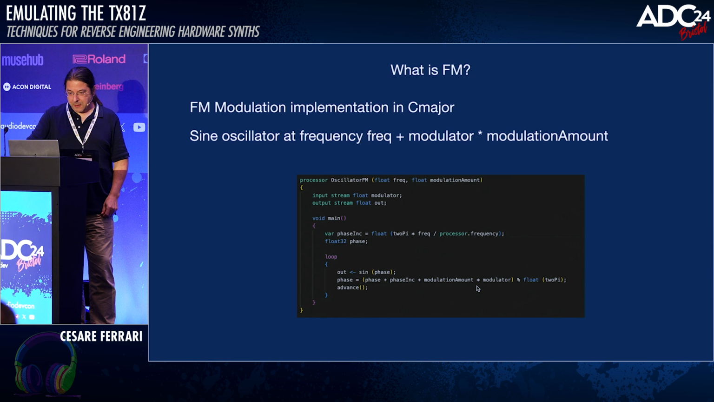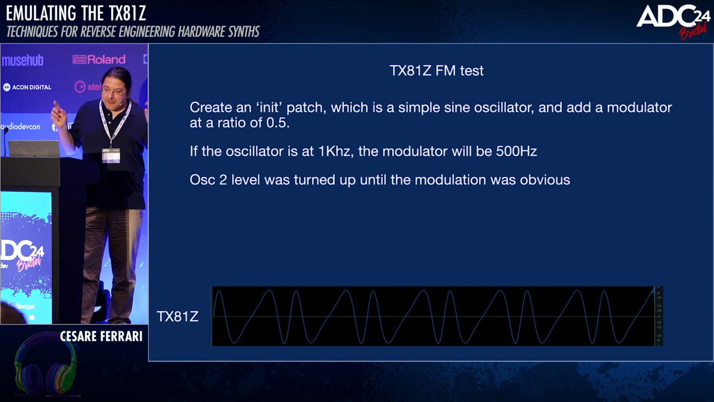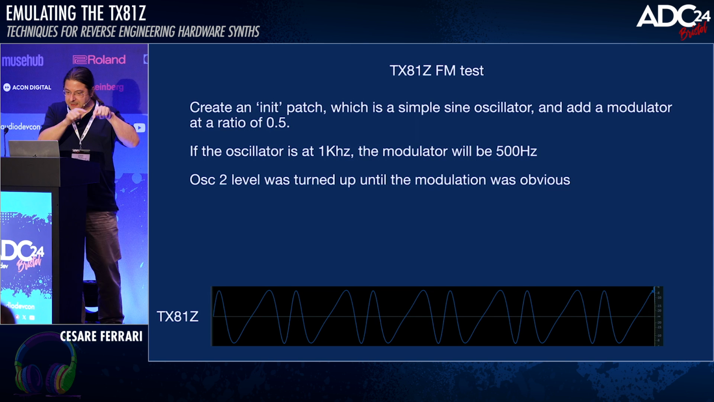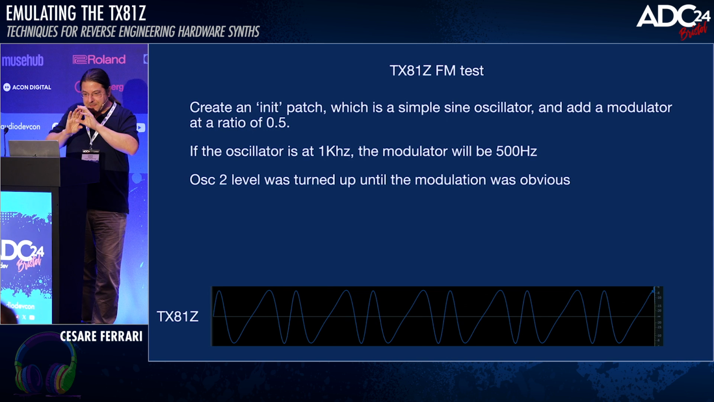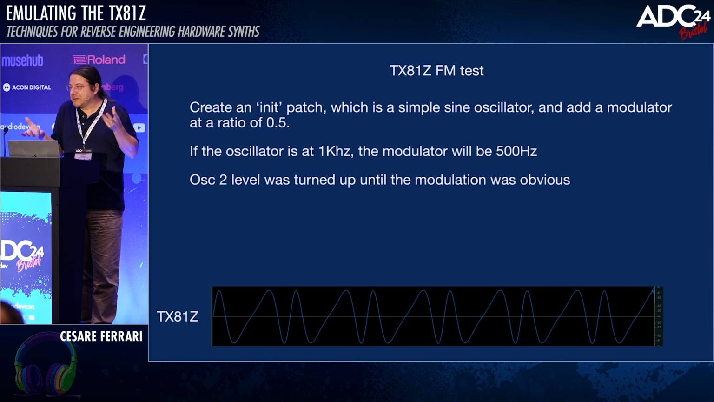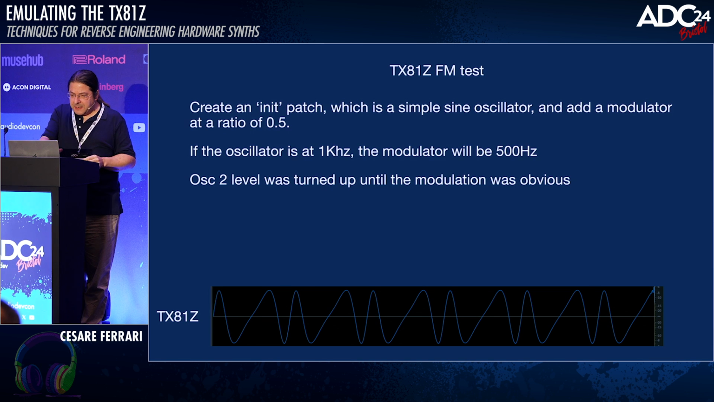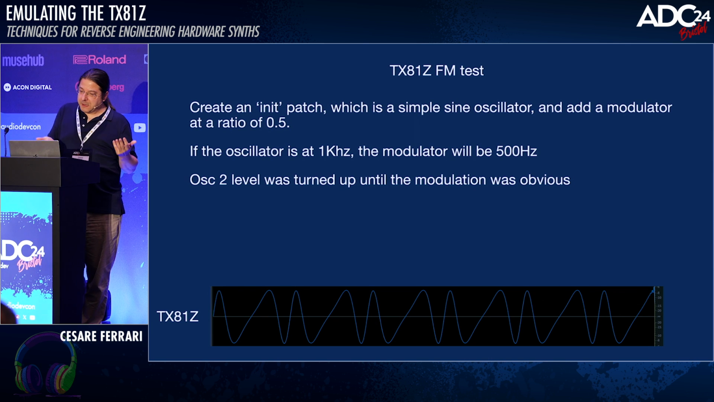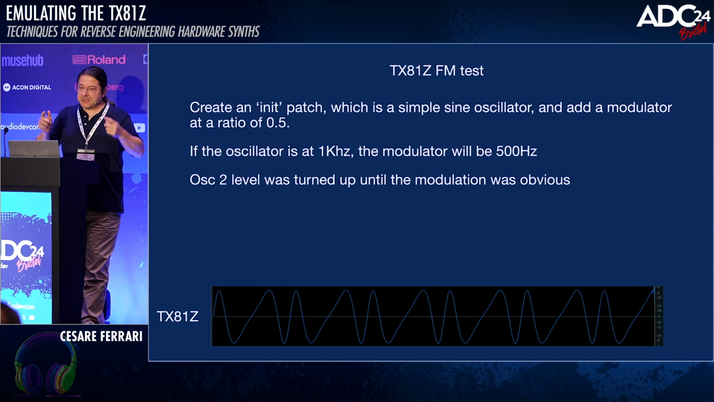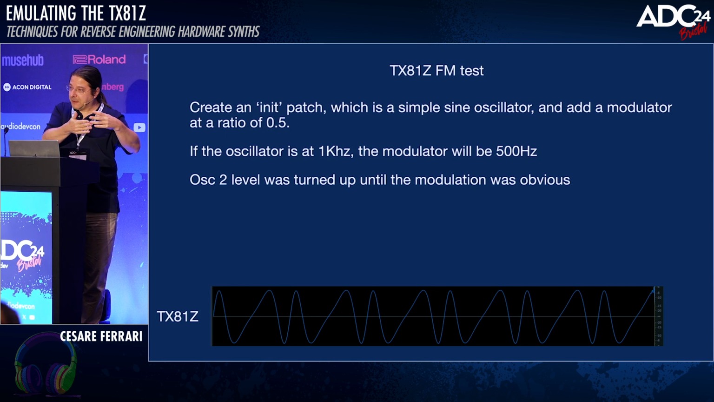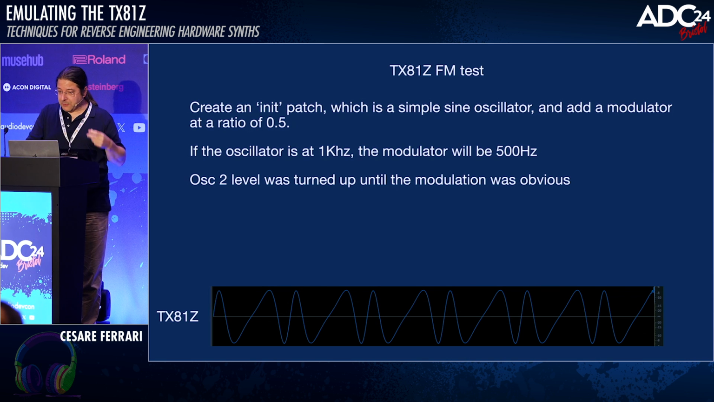So, where do we go from here? We initialize a TX81Z patch by hitting the various annoying buttons on the front panel until we find the init thing, and then create basically a sine wave, and then turn on a second oscillator and turn up the modulation until it's obviously modulated and we're getting some obvious FM. And then here we've got a 1 kilohertz signal being modulated by a 500 hertz signal with quite a high amount of modulation. And we get this interesting waveform out. Well, let's recreate that same situation with our Cmajor patch and see what happens.